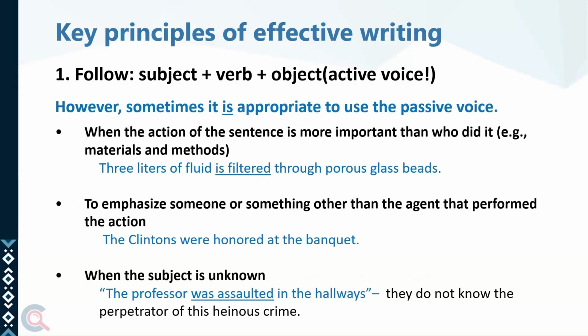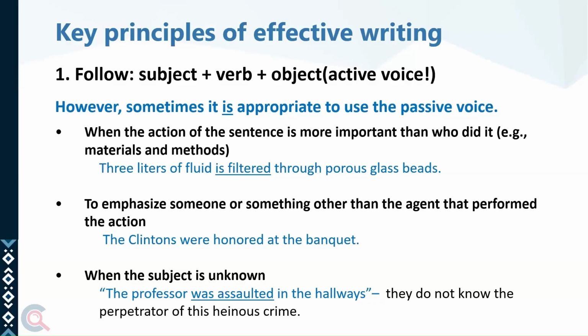We have to note that, however, given that this is a rule in scientific writing, sometimes it is appropriate to use the passive voice. When do we use the passive voice? Firstly, we use the passive voice when the action of the sentence is more important than who did it, for example, when describing materials and methods in your research, the method used is usually more important than who did the action.